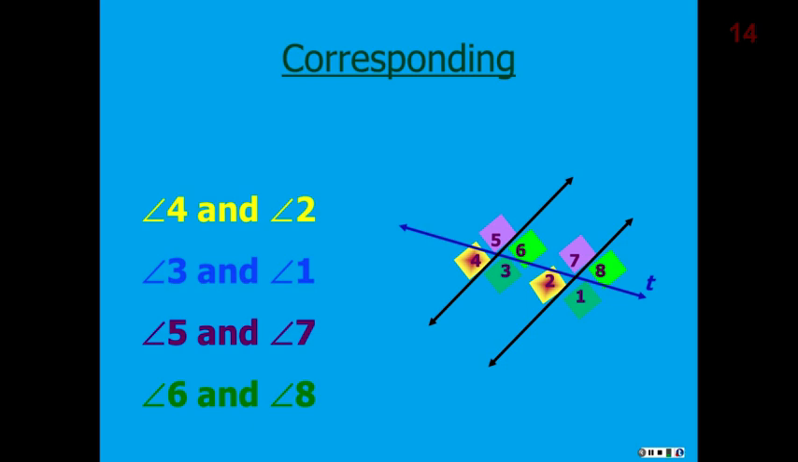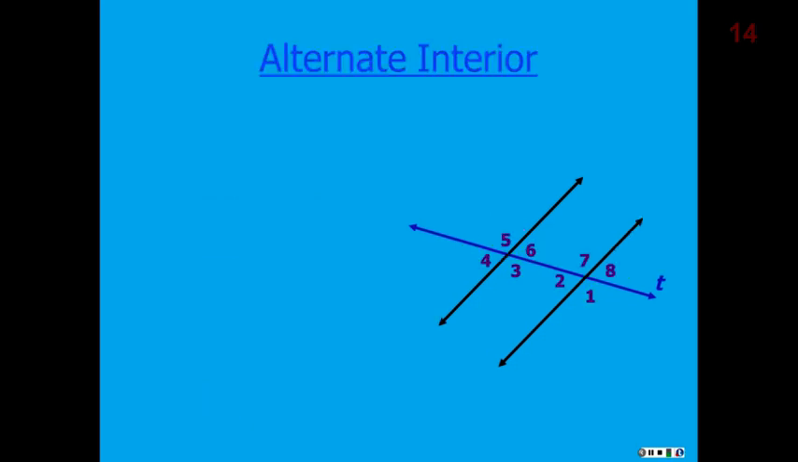Okay, who remembers what alternate interior angles are? Alternate means what? Opposite. Okay, and interior means what? Inside. So let's get rid of the outsides. So what's congruent then?